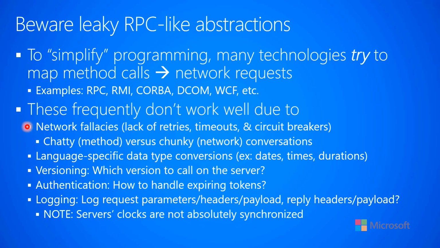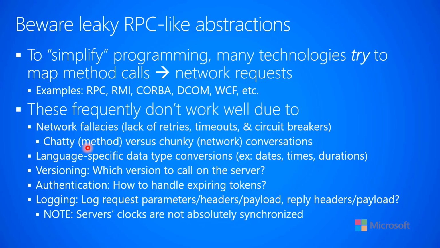The first is the network fallacies. You'll remember I started this section by talking about the 8 network fallacies. A lot of these APIs don't do retries for you. They don't support timeouts. They don't support circuit breakers. And these are things you really want when you're making network communication in this distributed cloud world.